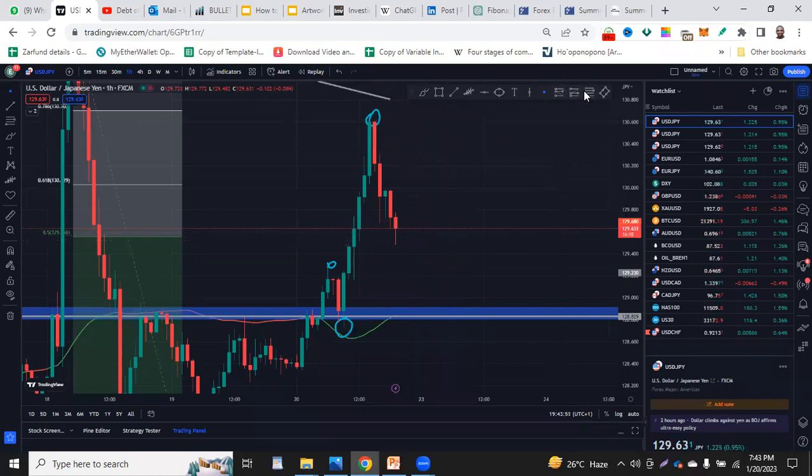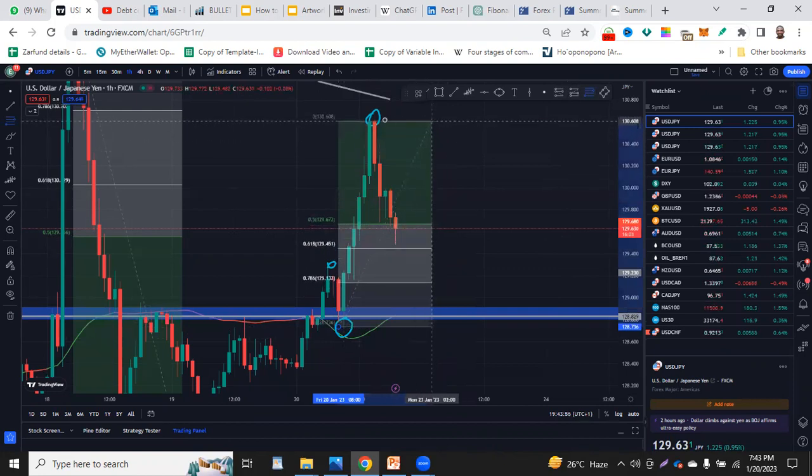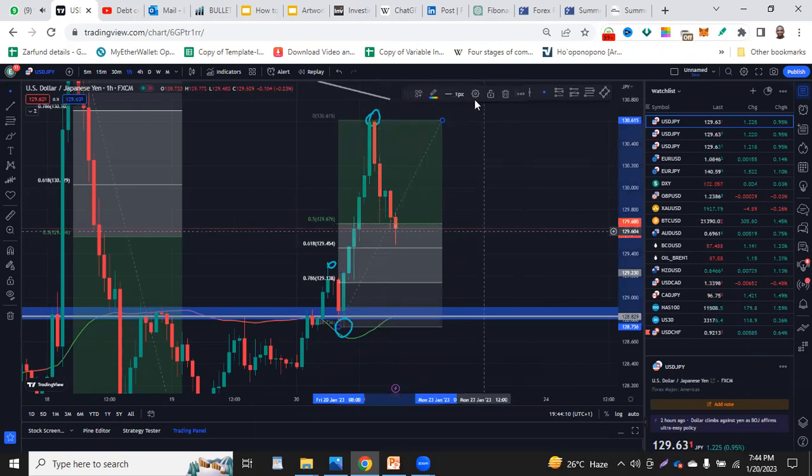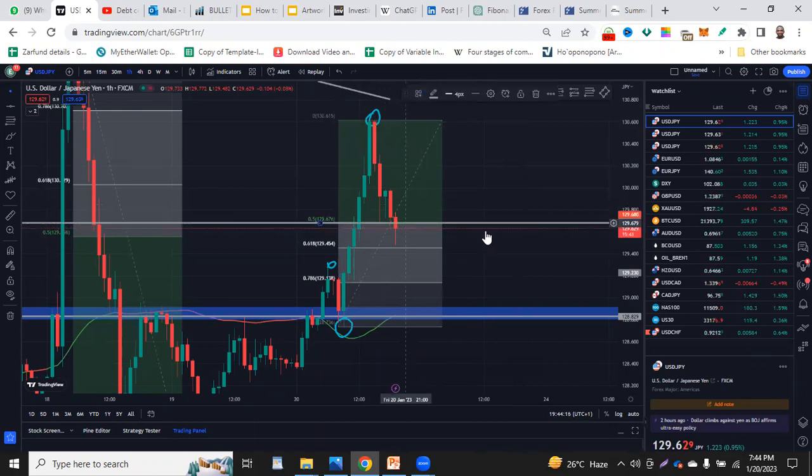So let's put our Fibonacci tool here and draw to that top. See, we drew it to that top. Okay, so where is the 50%? Watch this, guys. The 50% is here. Let's mark it. You see? So price, first of all, retraced from that 50%, but it has not started going up. Then this is the 61.8 retracement.